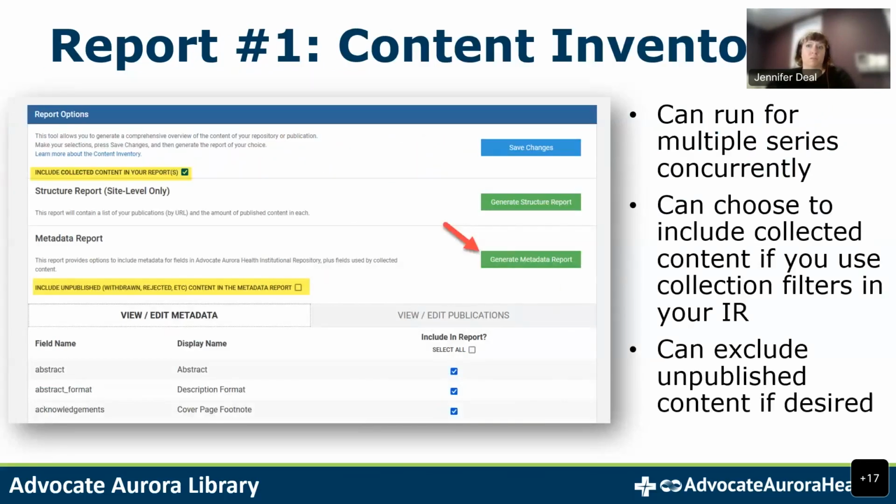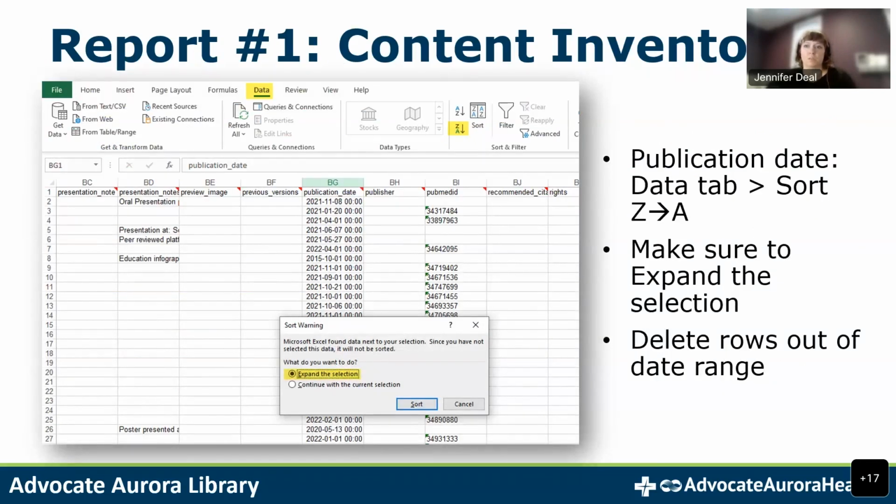Now we'll go into some of the specifics of our process to create this combined report in Excel. First, I run a content inventory report for all relevant IR series. You can see some of the settings I use on this slide. Once I have that Excel spreadsheet generated, I sort the publication date column in reverse chronological order and make sure to expand selection so all the columns resort and the metadata stays with the correct row. I then delete all the rows that are older than my target period.